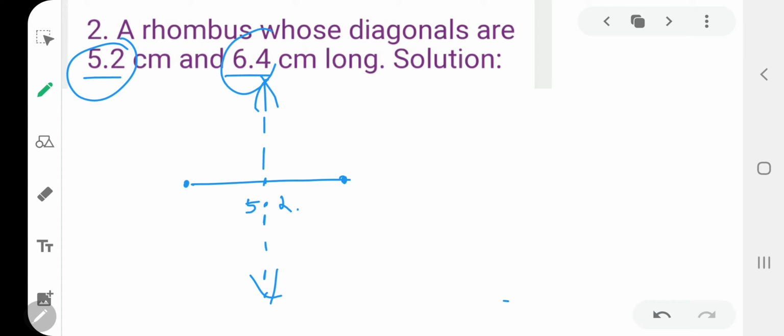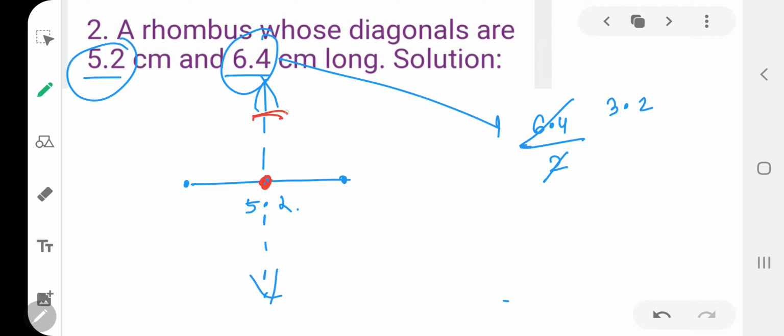Now your other diagonal is given as 6.4. Take half of this, that will be 3.2. Keep your compass on the center point and mark 3.2 on both the sides. Now join these points, and this is your required rhombus. Got my point clear?